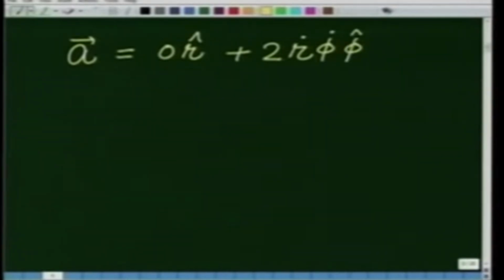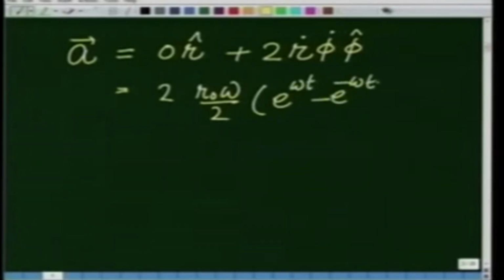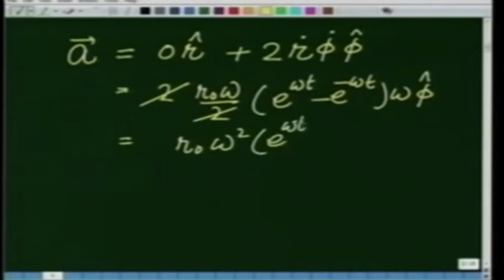Using the expression for r derived earlier, this comes out to be 2 r0 omega by 2 times e raised to omega t minus e raised to minus omega t, times omega, which is the value of phi dot in the phi direction. This 2 cancels, and the acceleration therefore is r0 omega squared times e raised to omega t minus e raised to minus omega t in the phi direction. This is the general expression for the acceleration for this bead moving on the wire.